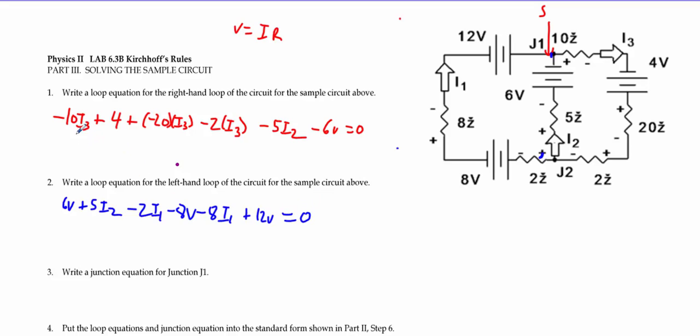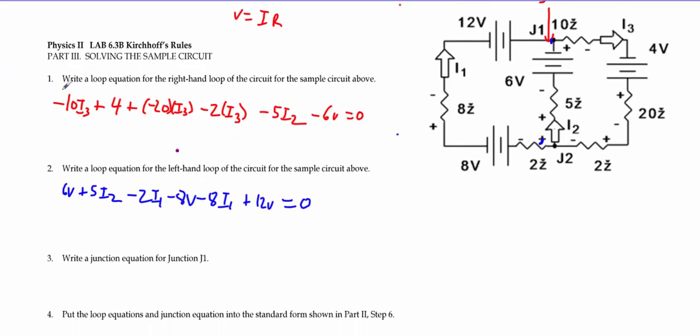Now write in the junction equation for junction 1. Here's junction 1, and into junction 1 I have I1, it's going in, plus I2, it's also going in, minus I3 equals 0 because it's coming out. The other way I could have written this was I1 plus I2 equals I3.